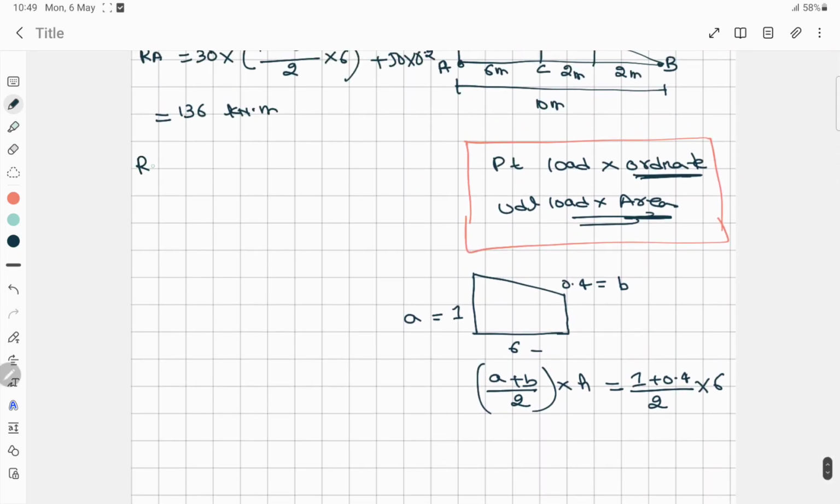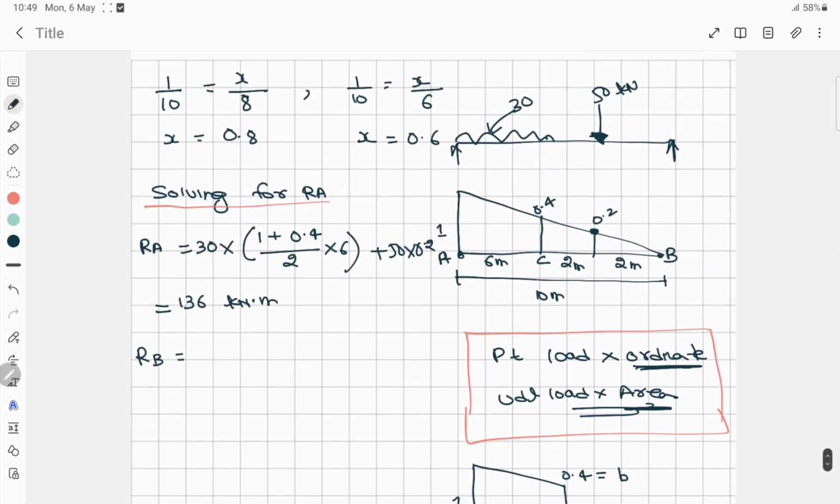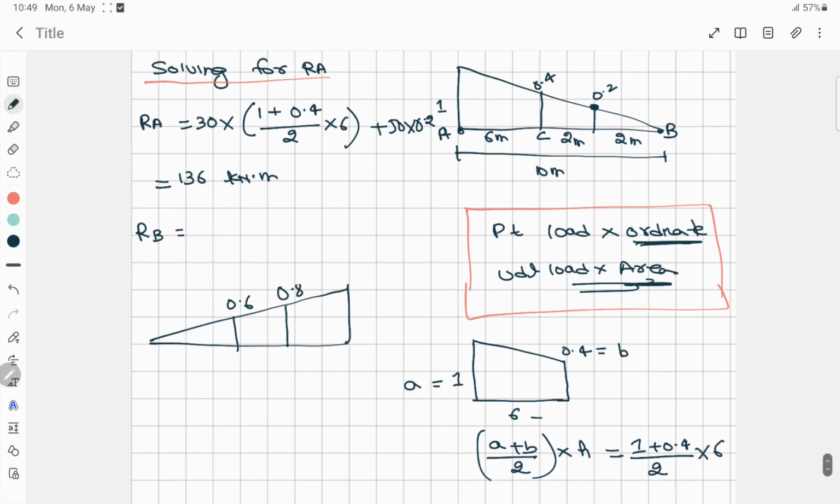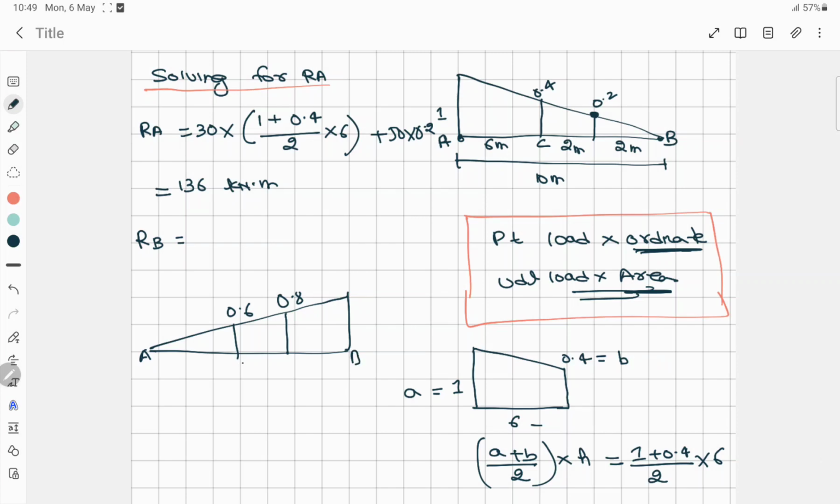Now we have to find for RB value. Okay, so for finding the RB value, I have to redraw the diagram here. So this was the diagram, and we have the value of here, that is 0.8 and 0.6, right? So now it's A and B, and this is point C. Now we have to take RB value. So this was the question, and from here to here UDL is there, and here is point load A and B. Now in case of the UDL, we have to take the area, right? That will be 30 into this area, right? This area, it's a shape of a triangle.